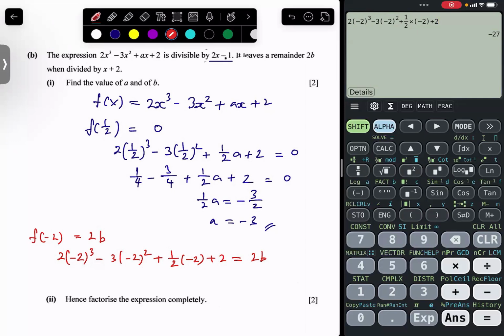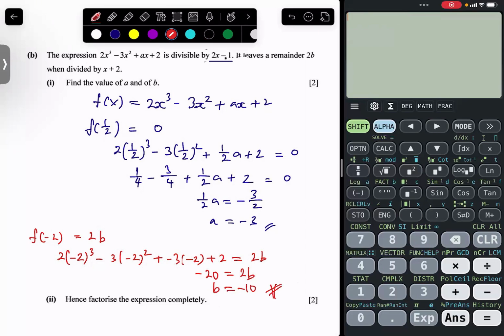Wait, what am I doing? a is negative 3. Okay, sorry, again. Negative 16, negative 16 minus 12, negative 28, negative 22, negative 20. Okay, negative 20 equals 2b. b equals negative 10.